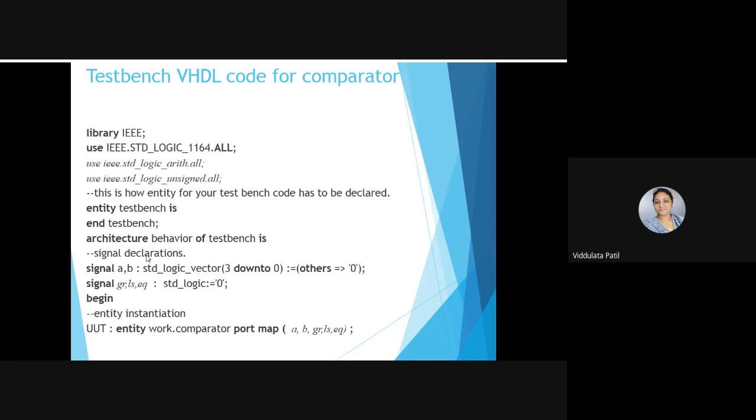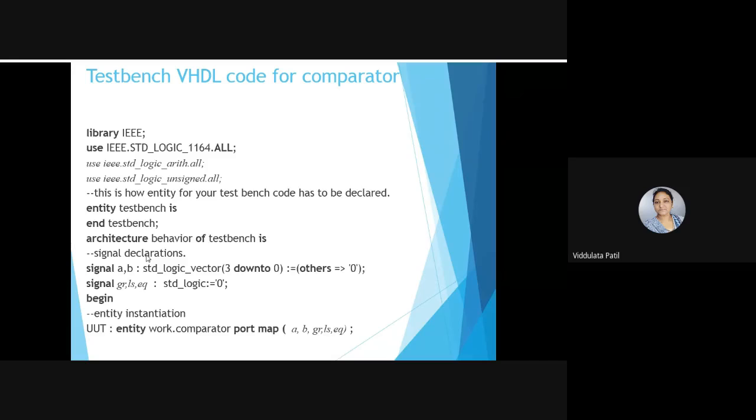So here there are signal a, b, that is std_logic_vector 3 down to 0, and the initial value for this is assigned as 0. So all the bits in this a and b signal will be assigned to 0.